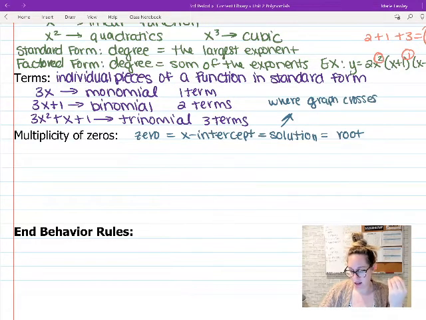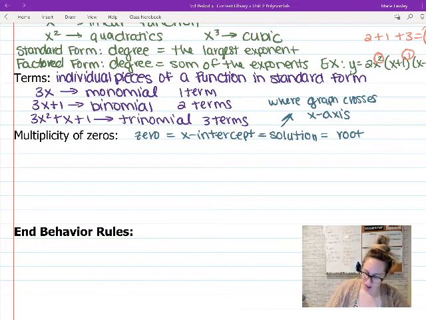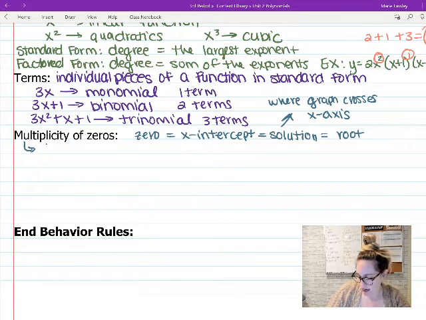I know it's kind of confusing because there are so many words and they literally mean exactly the same thing, but that's what they are. All four of these literally mean, where does your graph cross the x-axis? So when we're talking about polynomials, we have different types of zeros depending on what we call the multiplicity. Multiplicity means how many times a zero happens, or an x-intercept happens, or a solution happens. You get the idea.